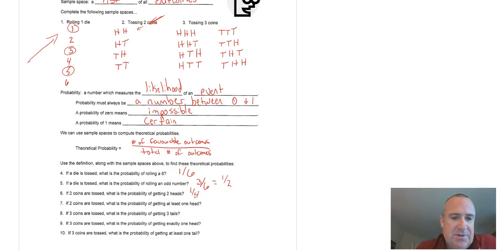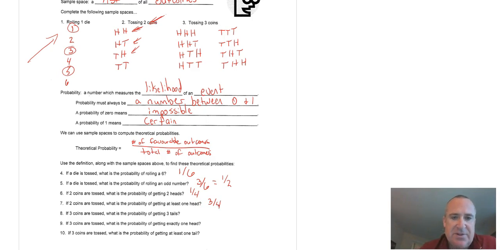If two coins are tossed, what's the probability of getting at least one head? At least one means one or more. So it could be this one. That's one. That could be that one. Or it could be that one. Any of those three would have at least one head. So that would be 3 out of 4.